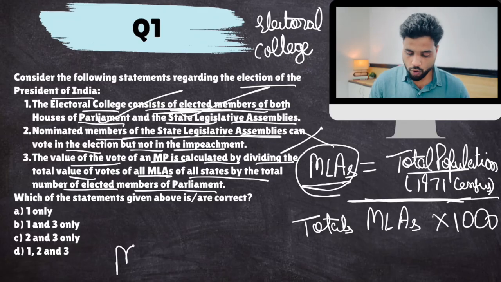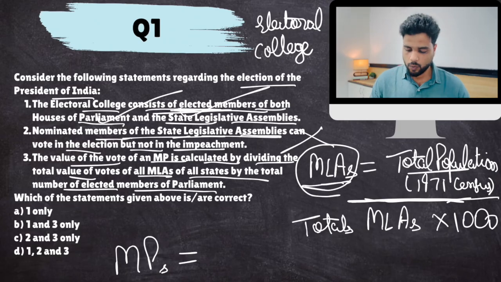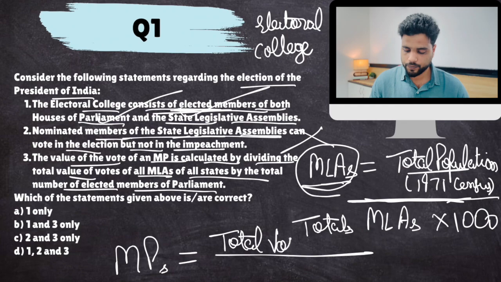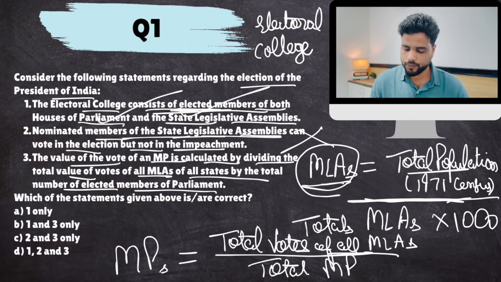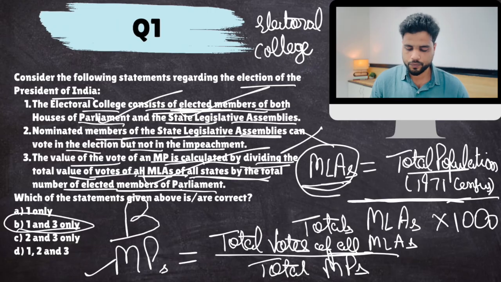And then what is the value of vote of each MP, member of parliament? That is the total value of votes of all MLAs, divided by total MPs in parliament. This is the value of vote for each MP. So the value of vote of an MP is calculated by dividing the total value of votes of all MLAs of all states by the total number of elected members. Absolutely correct. B. Okay, next.